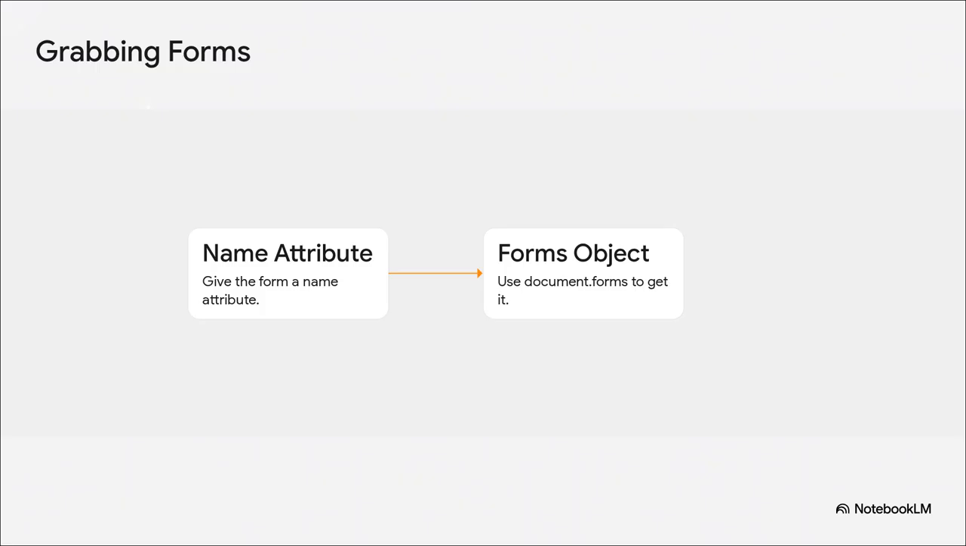So document.forms.myform. The browser instantly knows exactly which form you're talking about. It returns the exact same element as the old ID method, but it is way more contextually accurate.